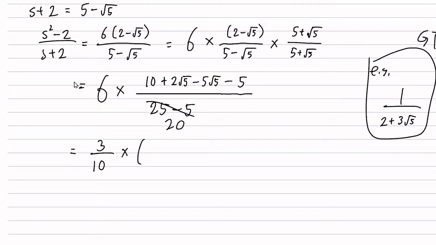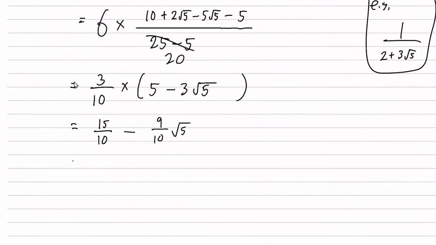Then you're left with the bracket, whatever was on top. Then 10 minus 5 is 5. 2 root 5 minus 5 root 5 means 2 minus 5 is negative 3. Negative 3 root 5. Is that okay? Okay. And then you can actually bring back the 3 over 10. 3 times 5, 15. Just 15 over 10. Then minus away, 3 times 3 is 9 over 10 root 5. 15 over 10 can be simplified as 3 over 2. I think so. Yes. Okay.